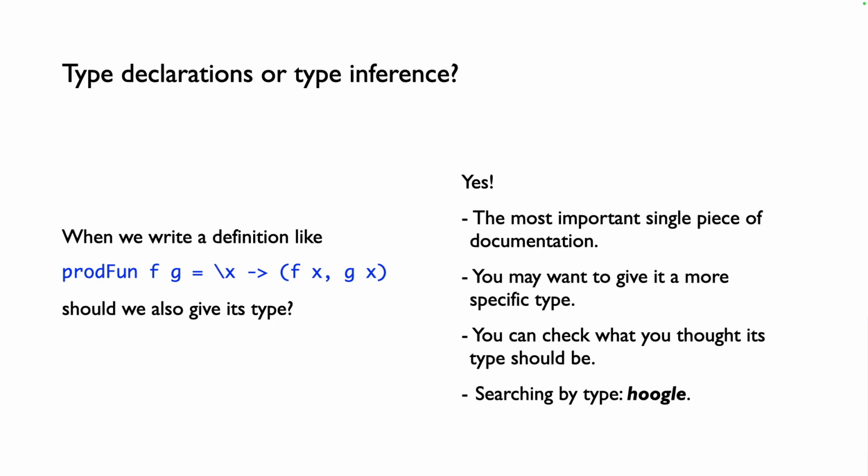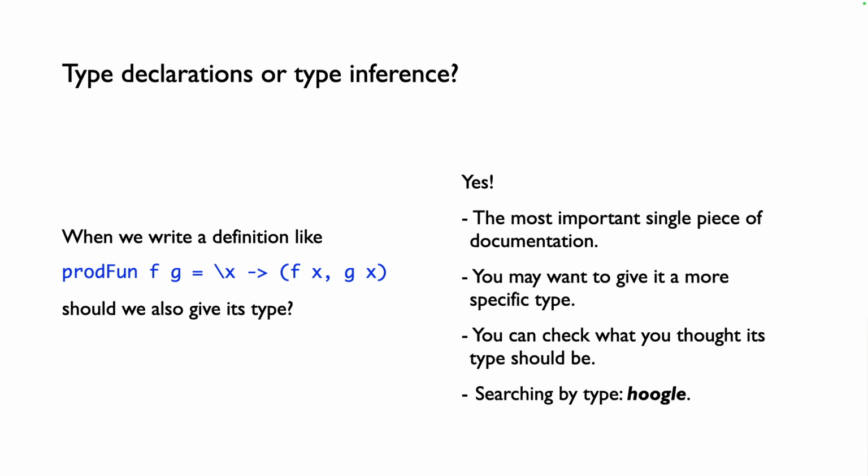A second argument for including a type declaration is you may want to give it a more specific type. For example, you might write something which is a constant, 2 plus 3 or whatever, and that's overloaded to be in the type num. But you may want that constant definitely to be a large integer. So you give it that type.